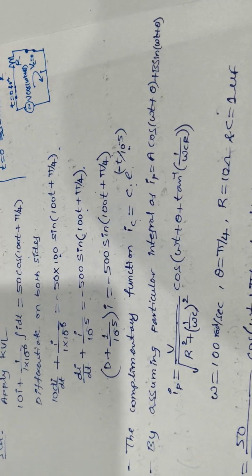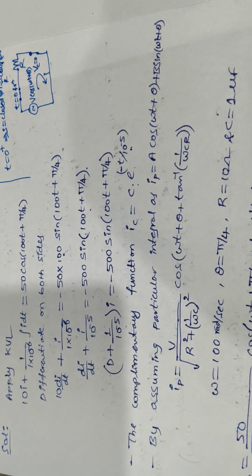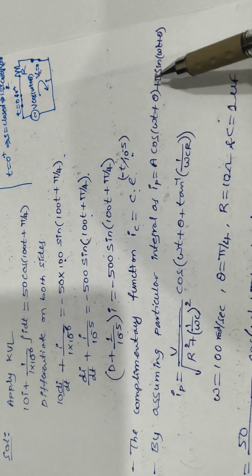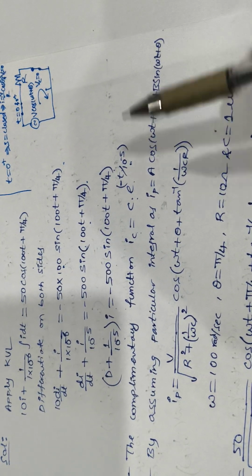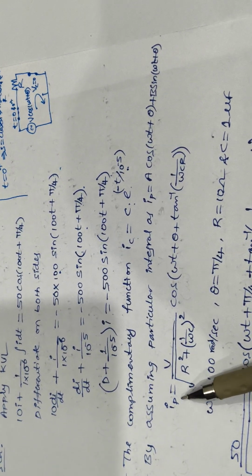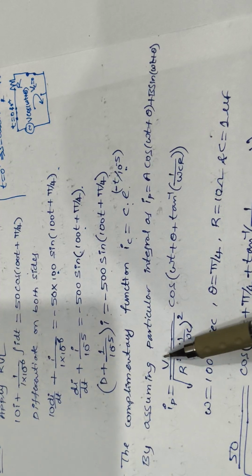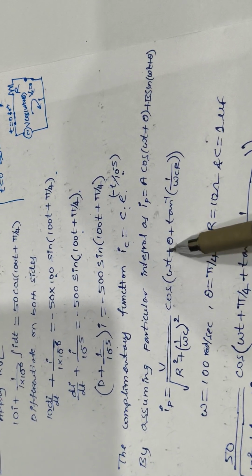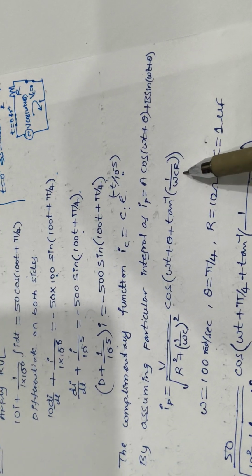So what about the particular function? By assuming the particular integral IP as a cos(omega t plus theta) plus b sin(omega t plus theta), we get the particular integral, as seen in the derivation, as V by square root of (R square plus (1 by omega C) square) into cos(omega t plus theta plus tan inverse of 1 by (omega C R)).